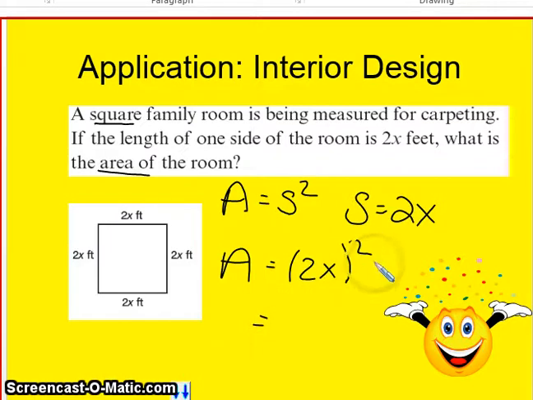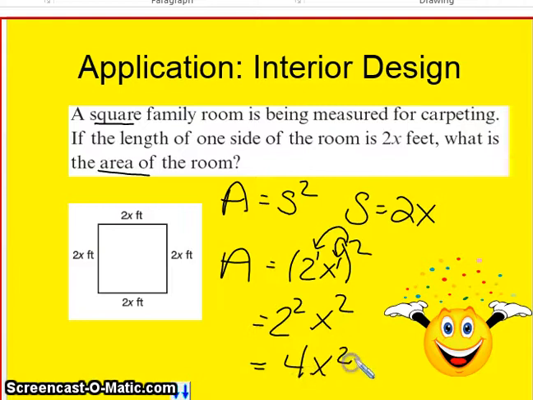Now to simplify this, I have to multiply this 2 by every exponent inside the parentheses, and in both of these my exponent is 1 because there's 1 there. So I have 2 to the 1 times 2, or to the 2nd, and then x to the 1 times 2, or to the 2nd, and that leaves me with 4x squared. So the area of the room would be 4x squared.